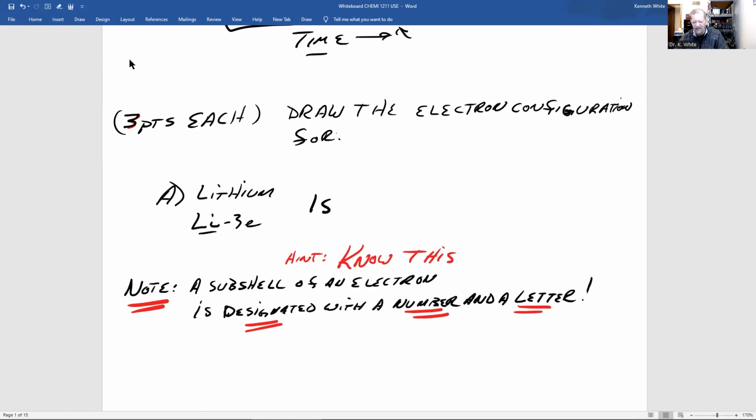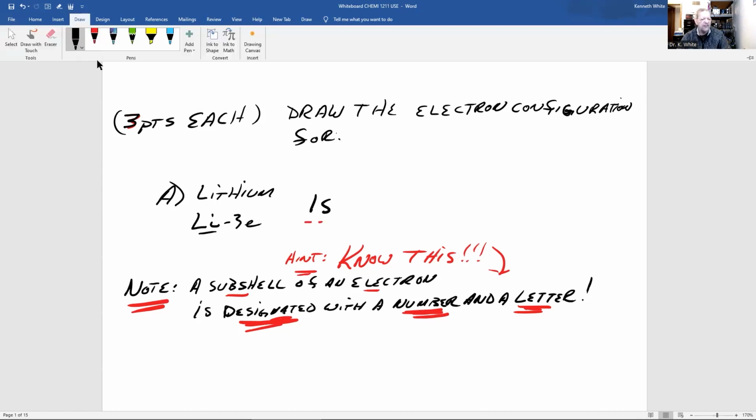And once again, Dr. White's being subtle. When we talk about a subshell of an electron, it is always designated with a number and a letter. So the first subshell of lithium is not S, it's 1s. A number and a letter.